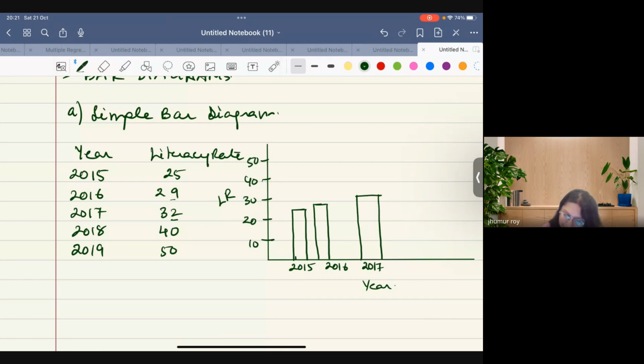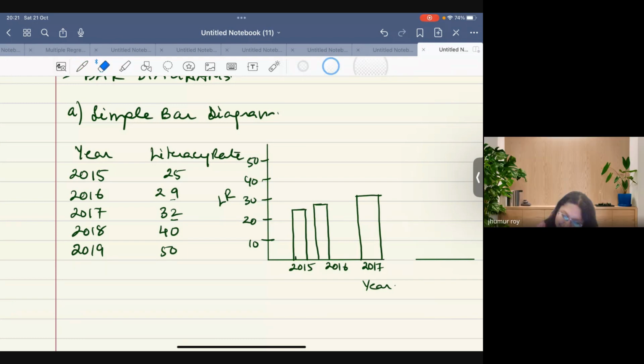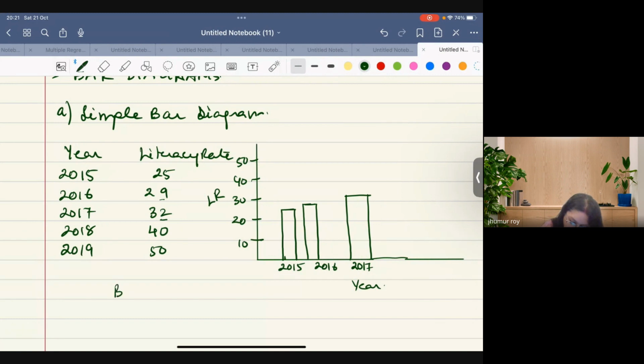Should I try drawing it again? Is it clear to everybody? Yes. Okay, it's clear. Please make all the bar diagrams, I'll write, bars should be equal width. Don't make them thin and fat like I have drawn, all the bars should be of equal width. So when you are drawing on a page, please remember to make them of equal width.